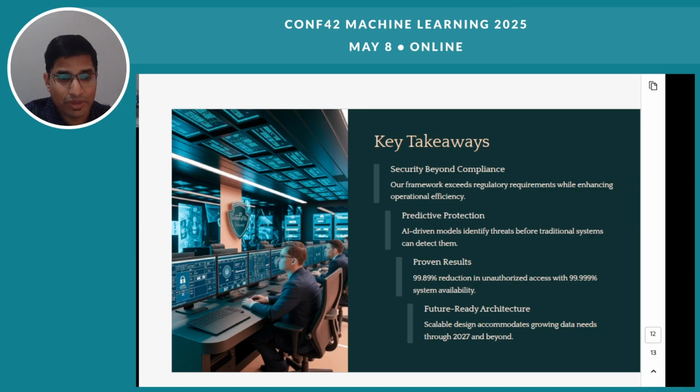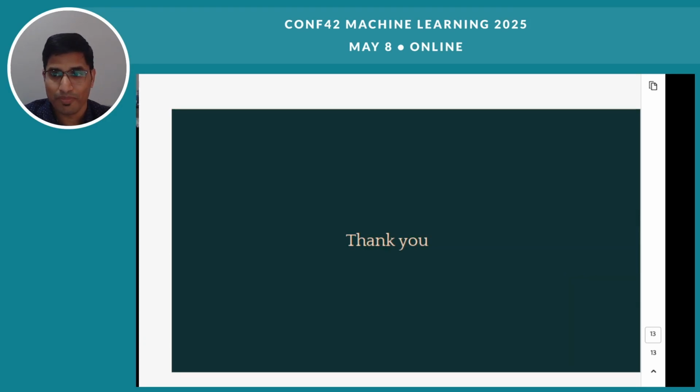The second is predictive protection. There are multiple ways, but in today's AI-driven world, we can adopt AI-driven security models that proactively detect threats and ensure protection well before the system would react. And the third point is proven results. So we should focus on achieving measurable outcomes such as five nines or close to five nines, and future-ready architecture. So design systems that consider growing data demands, evolving threats, and new technology all the way through 2027 and beyond. Thank you.